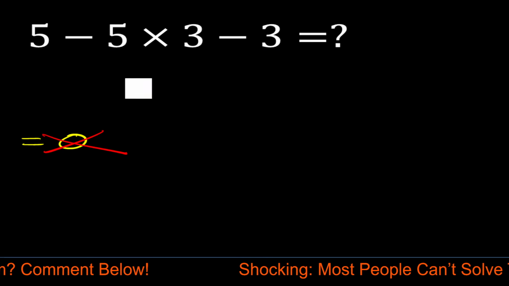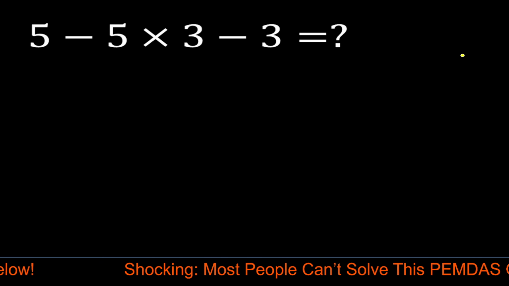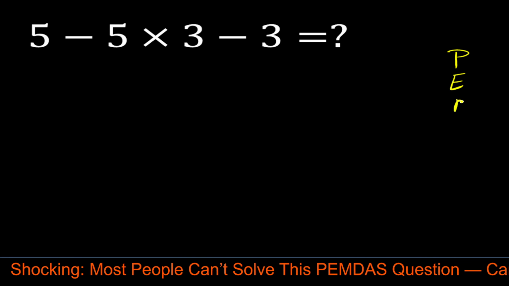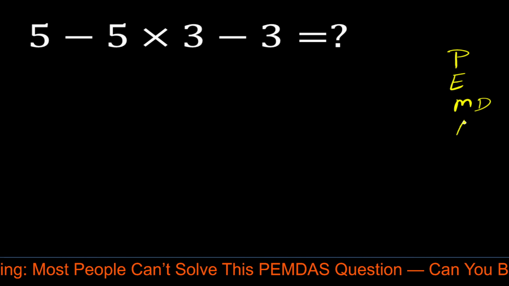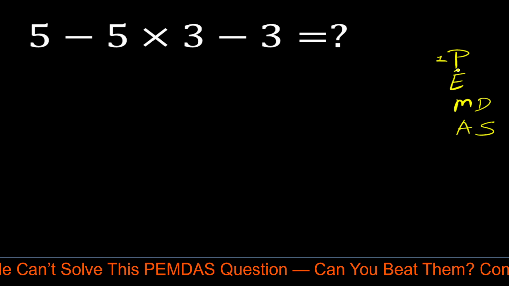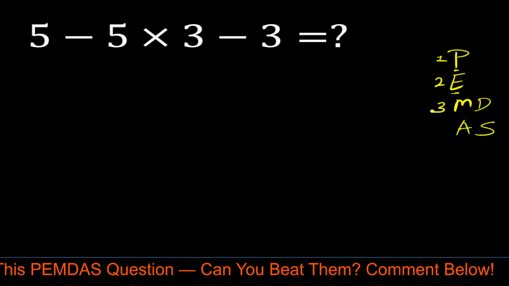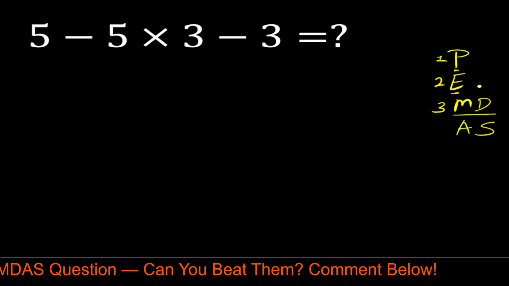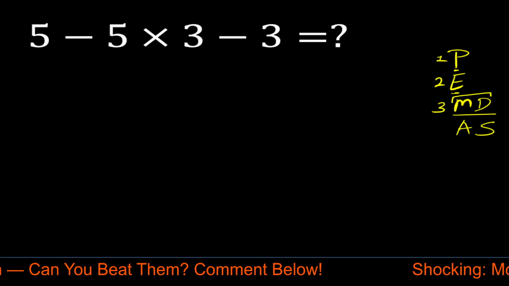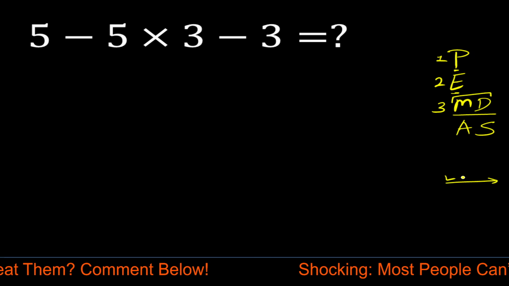So now let's solve this problem correctly by using the PEMDAS rule, right? So PEMDAS, P E M D A S. According to the PEMDAS rule, first priority is parentheses, then second priority is exponents, then third priority is multiplication and division. Here multiplication and division both have equal priority, so we have to solve it from left to right.